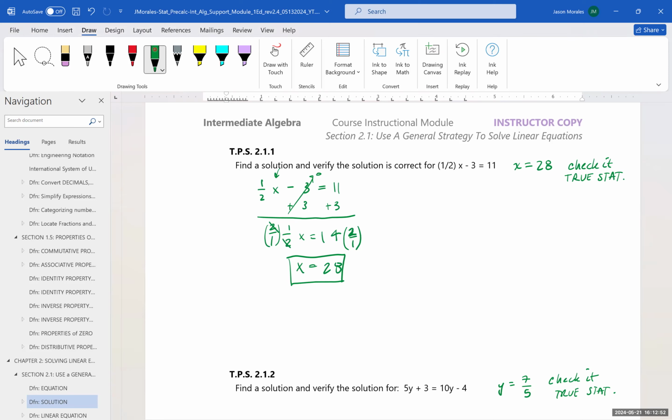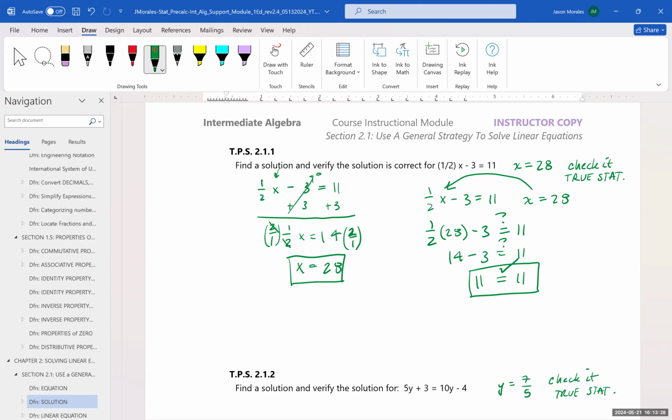But now let's check it. So to check it, here's our original equation, and of course here's our solution. So let's plug our solution back into our equation and see if everything on the left will equal what we've got on the right. So 1/2 of 28 is 14. And 14 minus 3 is 11. So 11 certainly does equal 11. So that checks out. That verifies that our solution of x equals 28 is correct.